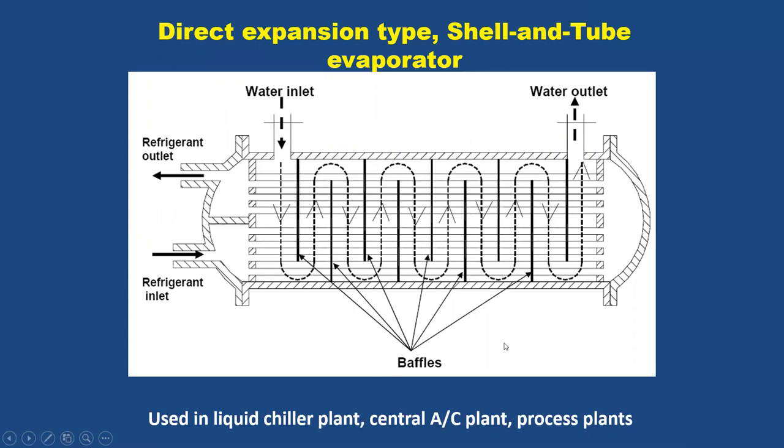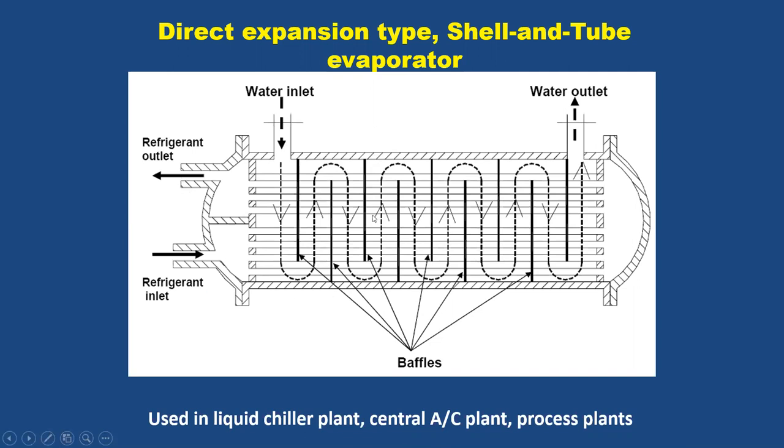So here the flow configuration is changed. In the flooded shell and tube evaporator, refrigerant flows through the shell and the liquid which is to be cooled flows through the tubes. Now here it is exactly the reverse. The water or liquid which is to be cooled flows through the shell, and the refrigerant flows through the tubes. So obviously at the outlet it is a dry or superheated refrigerant. The type-wise it is the same, only the flow configuration is reversed.